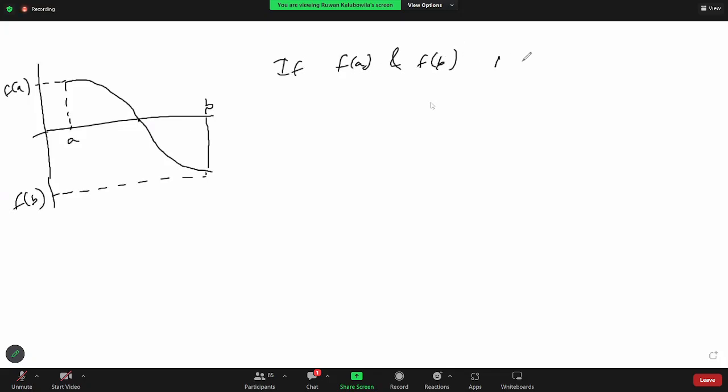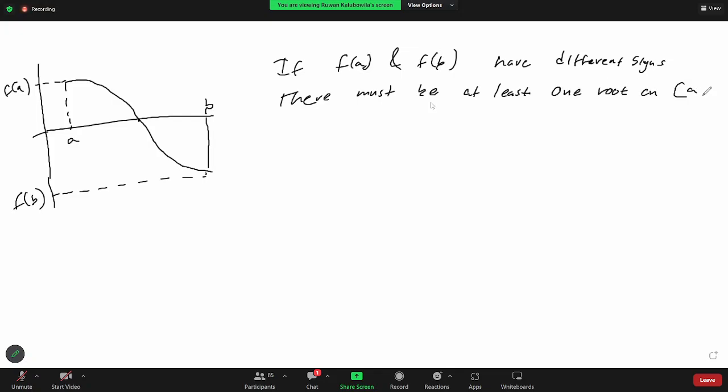have different signs. Sign means positive or negative, right? Different sign. There must be at least one root on this range.